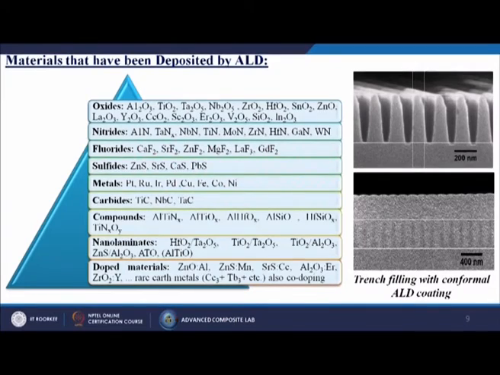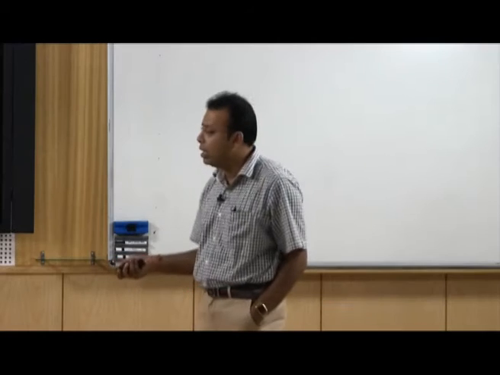So, what materials do we generally use in the ALD process? First are the oxides: generally alumina, titanium oxide, tantalum oxide, zirconium oxide, tin oxide, zinc oxide, and vanadium pentoxide. So, these all are several materials generally used for the ALD process.